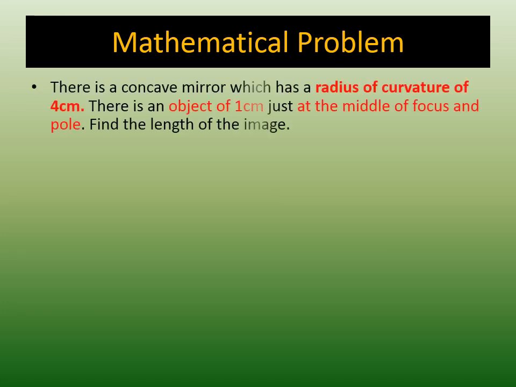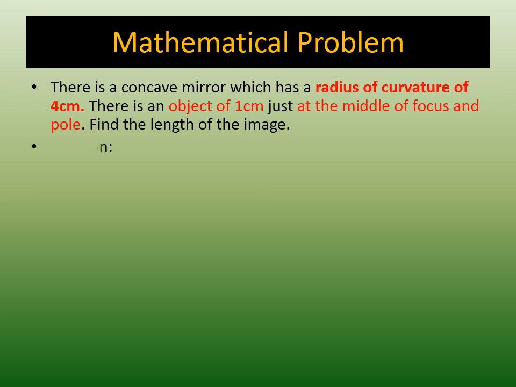This is a very important mathematical problem. There is a concave mirror which has a radius of curvature of 4 centimeter. That means the focal length must be positive. There is an object of 1 centimeter just at the middle of the focus and pole. Find the length of the image. Just imagine our figure number 5, where we got a virtual image, as the object was at the middle of the pole and the focus.